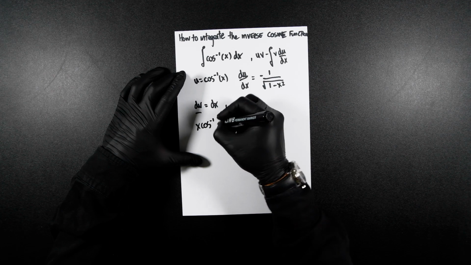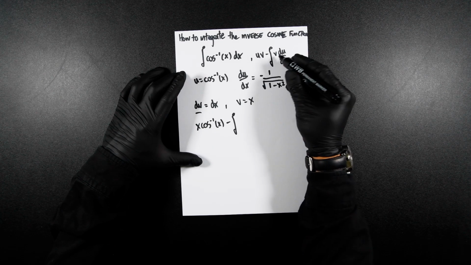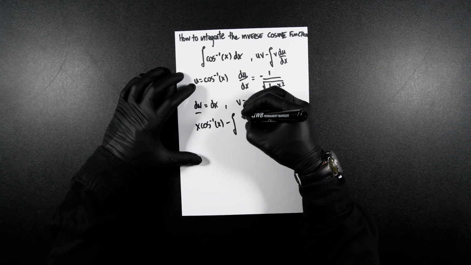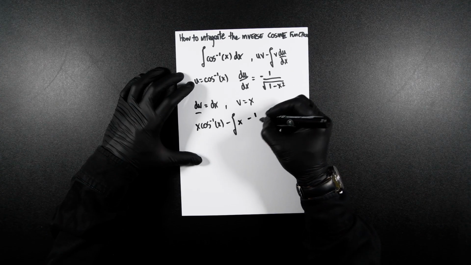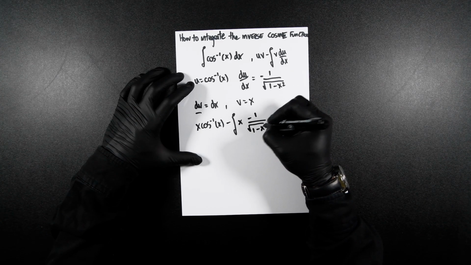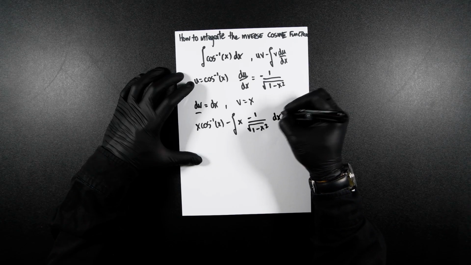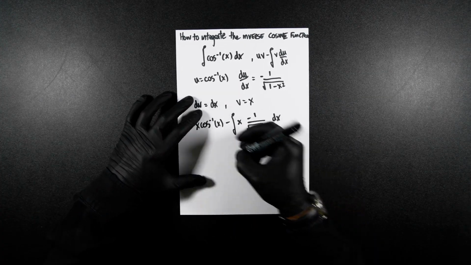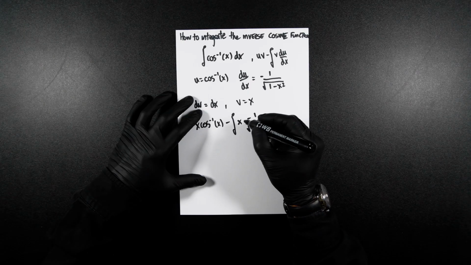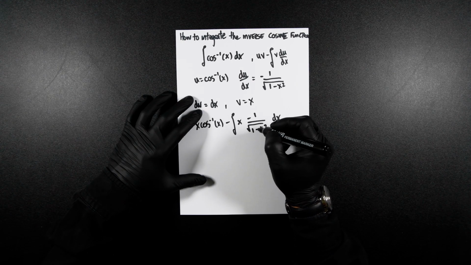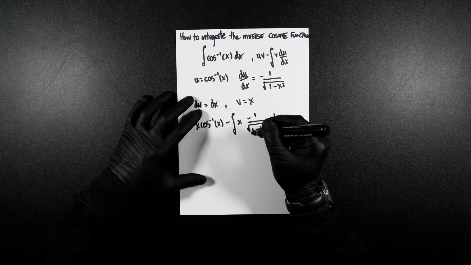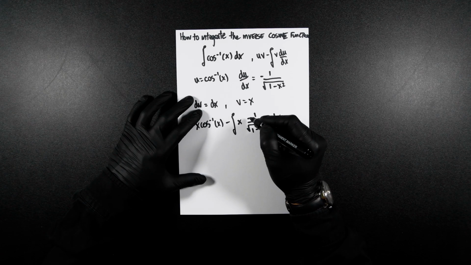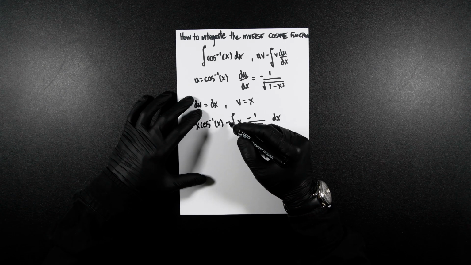We can now substitute this in, so you're going to get x cos⁻¹ x minus the integral of v du/dx, so that's x times du/dx, which is going to be x times minus 1 over the square root of 1 minus x squared dx. We can now ignore this part and just integrate this again. So you're going to get the integral of x over the square root of 1 minus x squared. If we now just ignore this minus and pull it out, that's then going to become a positive.